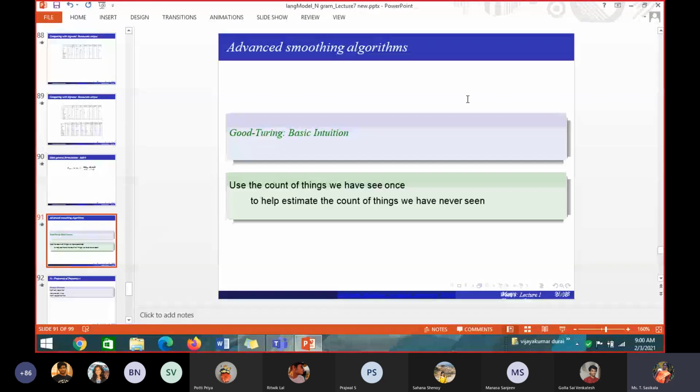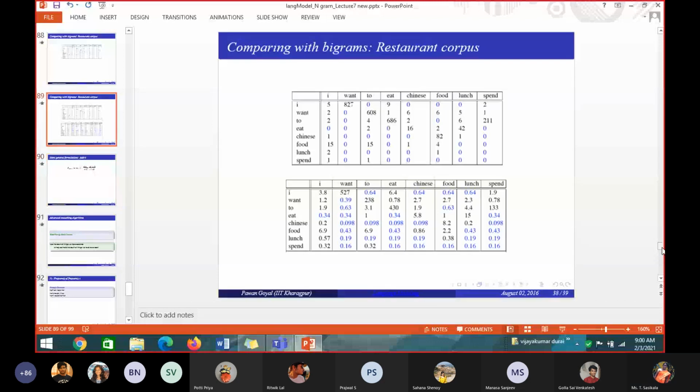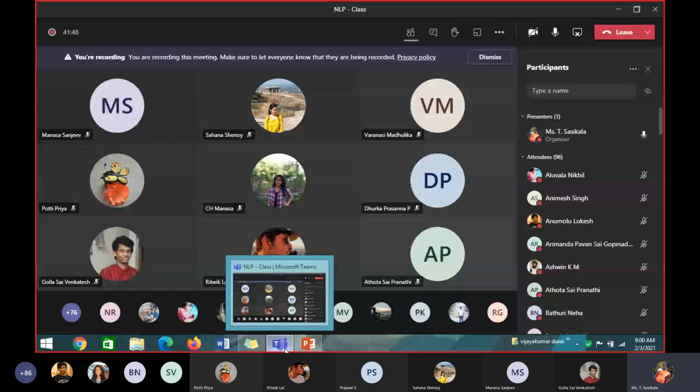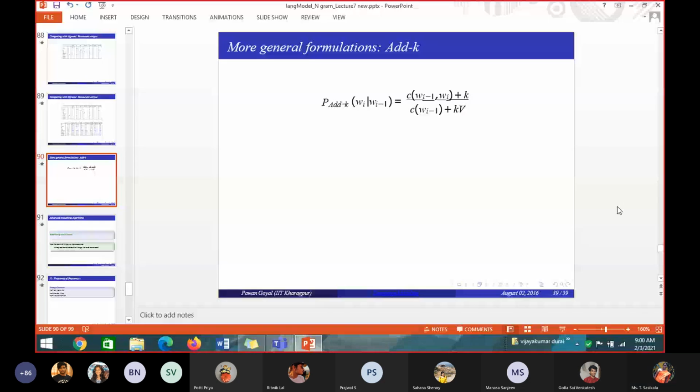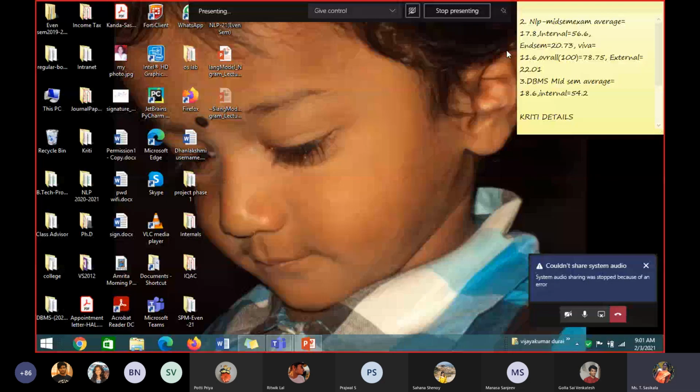Have you all noted this formula? Can we solve the problem for add k estimation? Yes or no? Yes, ma'am. Yes, I will show the problems, one minute. I have the problems here. One minute, you wait.